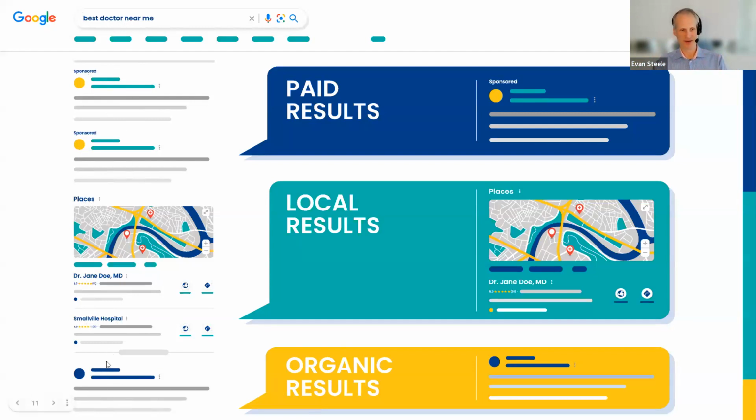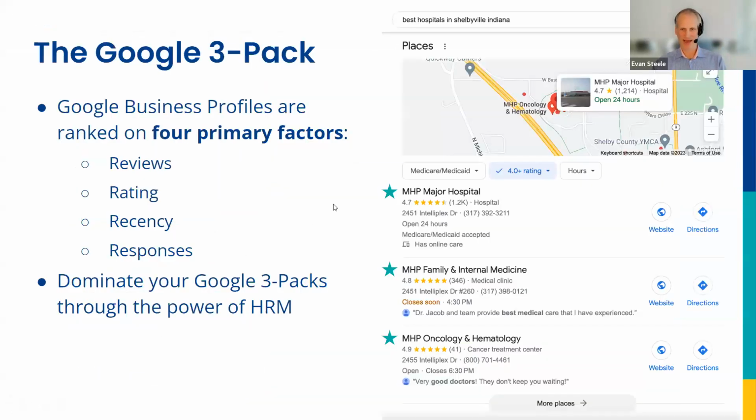You see best doctor near me, and then just whatever the old typical Google from 20 years ago would show, those organic search results. So this little thing here, we call it the 3-pack. Google has a map and recommends 3 practices based on your search term. So we did best hospitals in Shelbyville, Indiana. This happens to be one of our clients. You could see Major Health Partners. It's showing their hospital listing, their service line, their oncology, hematology, and family medicine.